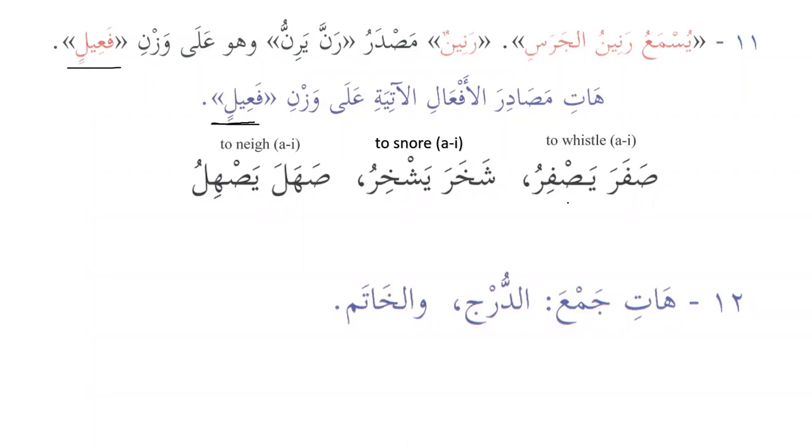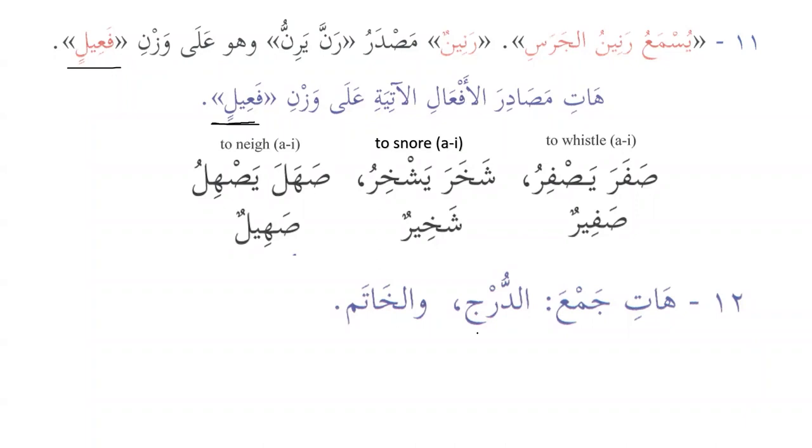Perfect, yes. So there are some letters, when we pronounce them, we have the sound of whistling. Excellent. Then we have shakhara yashkhiru, to snore. This one is shakhir. Shakhirun, snoring, right? And then we have sahala yashilu, to neigh. Sahilun, excellent. Neighing, the sound of the horses. Yes. Then we have hati jam'a ad-durji wal khatam.